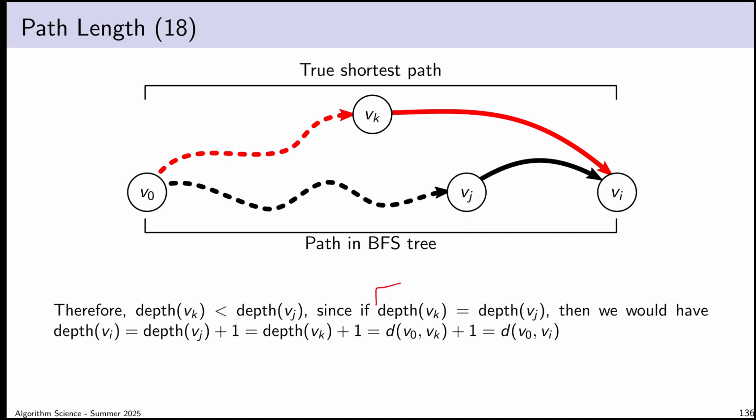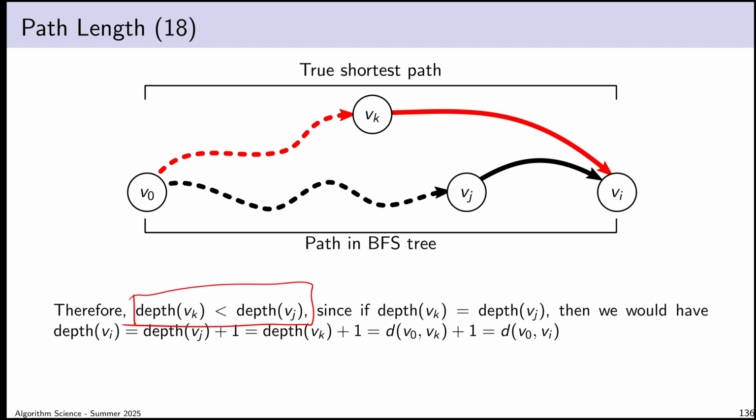As the slides are pointing out, suppose that the depth of vk were equal to the depth of vj, then we'd end up with something that doesn't make any sense. We'd have the depth of vi equal to the depth of vj plus 1, which is the depth of vk plus 1, which is the distance to vk plus 1, which is the true minimum distance. And that doesn't make sense because we assumed earlier that the depth and the distance were not equal to each other. So of course that couldn't happen. Therefore, it must be the case that the depth of vk is less than the depth of vj.